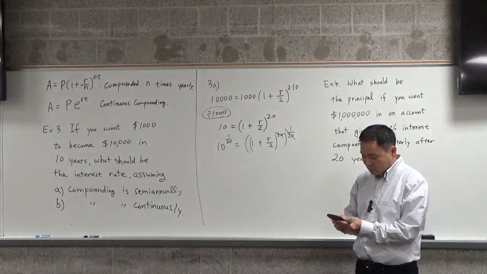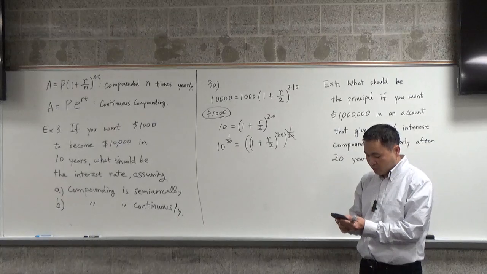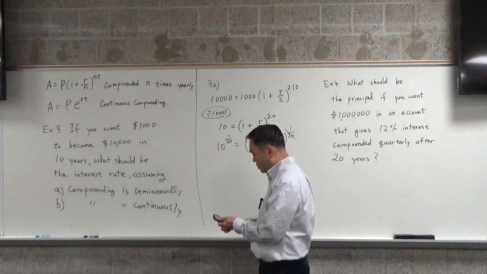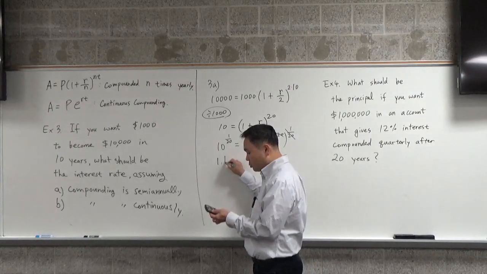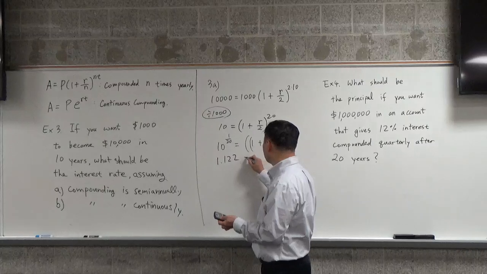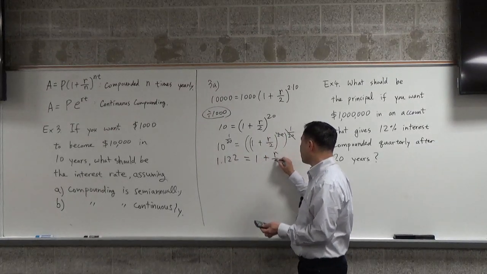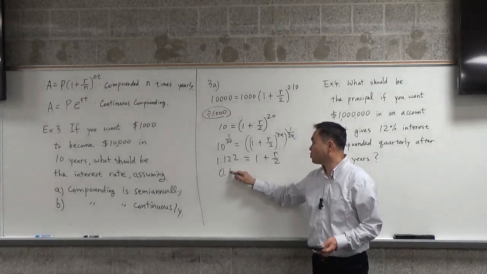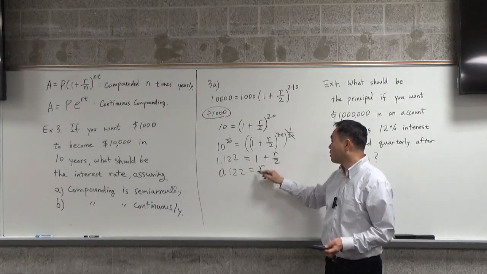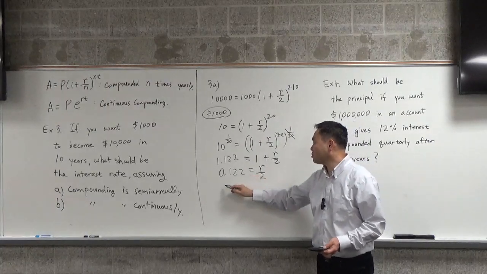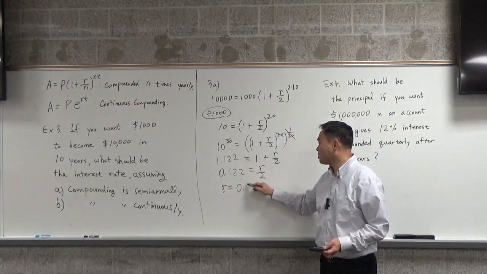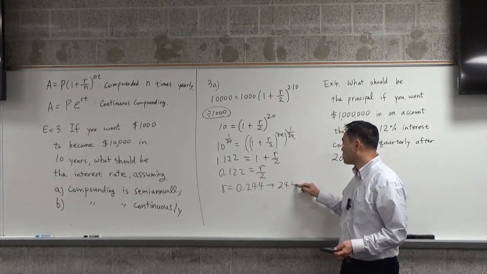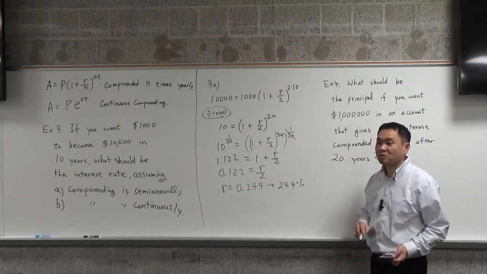10 to the 0.05. That's going to give you 1.122 equals 1 plus r over 2. And now you subtract 1 from both sides, you get 0.122 equals r over 2. Multiply by 2, you get r equals 0.244, which is 24.4%. That would be the interest rate.